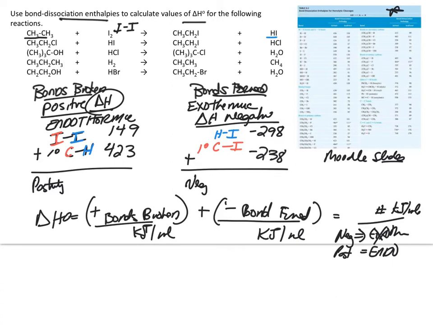So when I get my calculator out, I'm going to do 149 plus 423, and I get a positive value of 572. And then on my other side, negative 298 plus a negative 238 gives me an overall negative 536. And when I put this in the equation, 572 plus a negative 536, I get an overall 36 kilojoules per mole, and that would be endothermic.